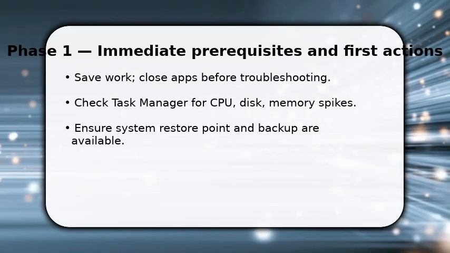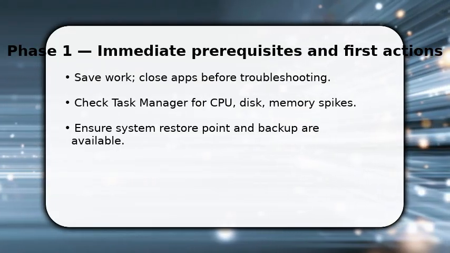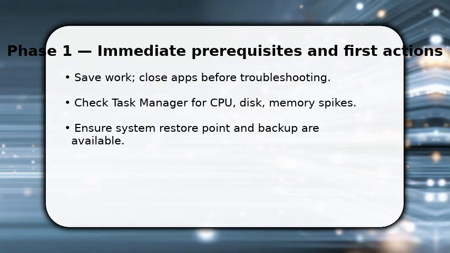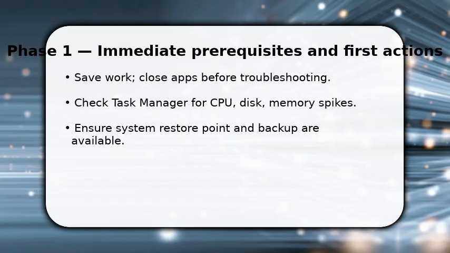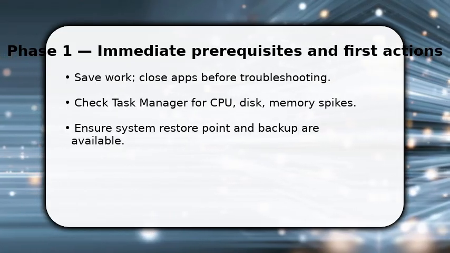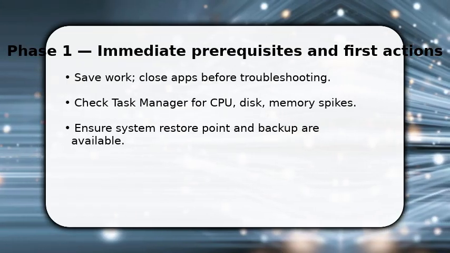You start by saving work and closing non-essential apps. This prevents data loss. Open Task Manager to identify high CPU, disk, or memory use because that tells you what to target next. Once done, confirm a system restore point or a quick backup. Make sure you can roll back if needed.